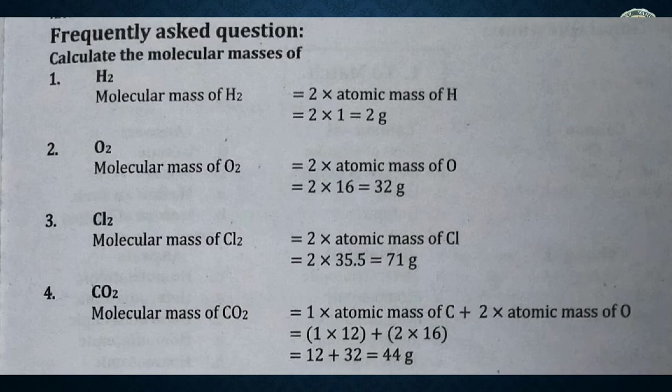They calculate the molar mass. So mole into atomic weight or atomic mass. So 2 into 1 is equal to 2. O2, 2 into Cl2, I already said 2 into 35.5 is equal to 71. Carbon dioxide. See clearly each one of these equations and get a clear answer.